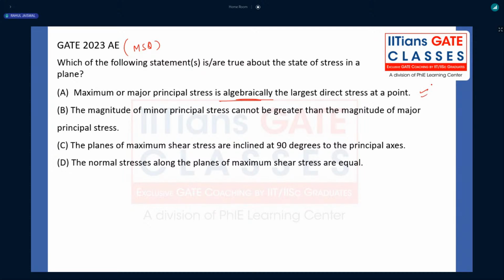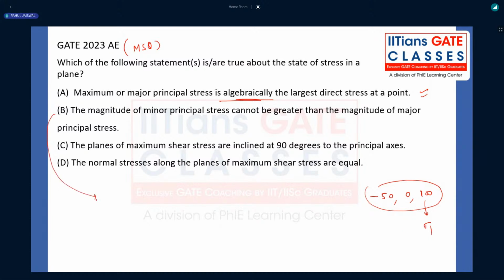That is the largest direct stress at a particular point. Minus 50, 0. Let's suppose we have another value to be 100. Then what is the major principal stress? Algebraically, whichever is the largest value will be the major principal stress. Yes or no? Understanding or not, guys? Correct. Now, read the second statement.